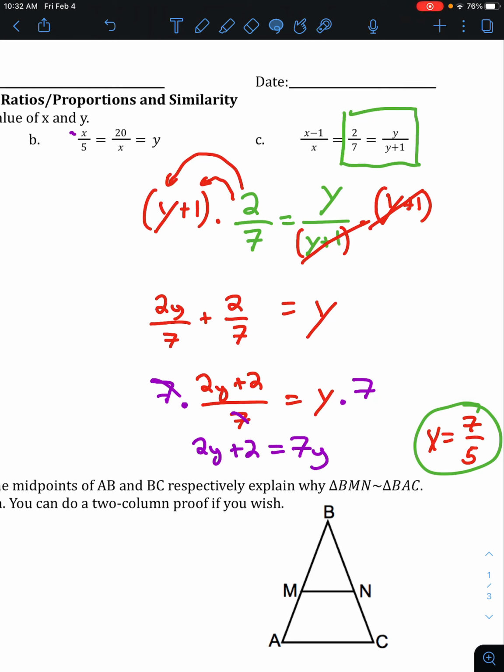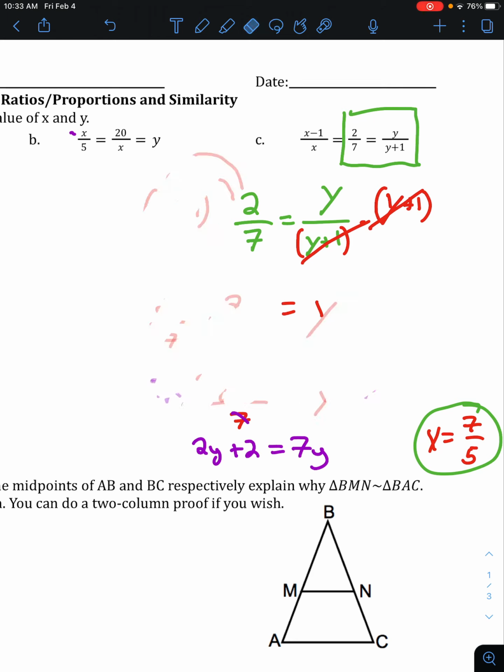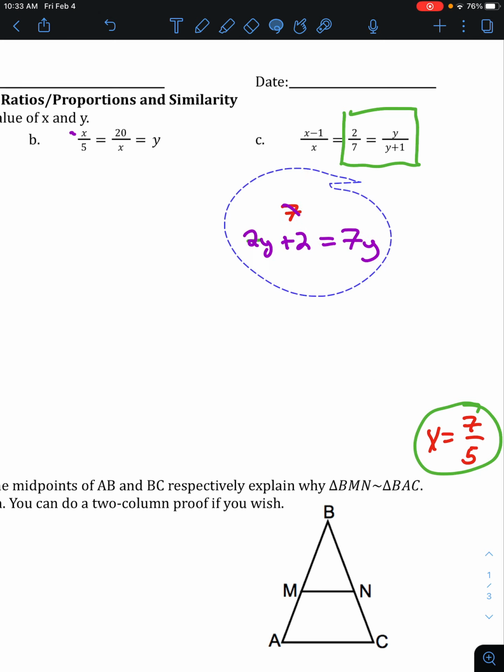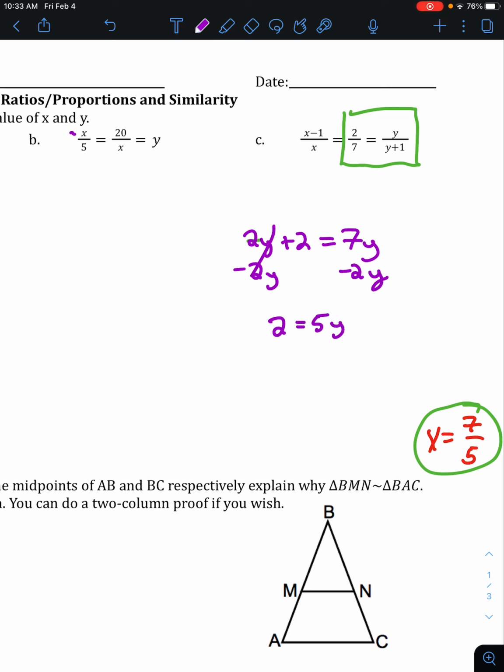Okay. And I am going to erase to give us some more space here. Okay, we'll bring that up. Now I can get all my y's on one side of the equation. Subtract 2y, and I get 2 equals 5y. Dividing by 5 to isolate y, we get y equals 2 over 5.